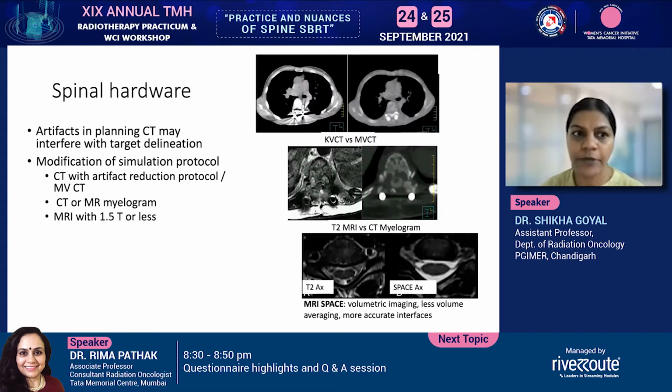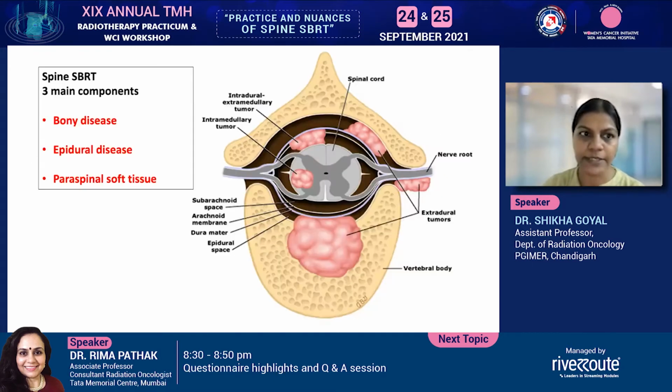Sometimes spinal hardware may create artifacts in planning CT scan, and this may interfere with target delineation. So we may need to modify the simulation protocol or take additional images such as MVCT, CT myelogram, or MRI space sequence, which may be more reliable and effective compared to conventional imaging. So the CT myelogram is best, followed by MRI and followed by MVCT.